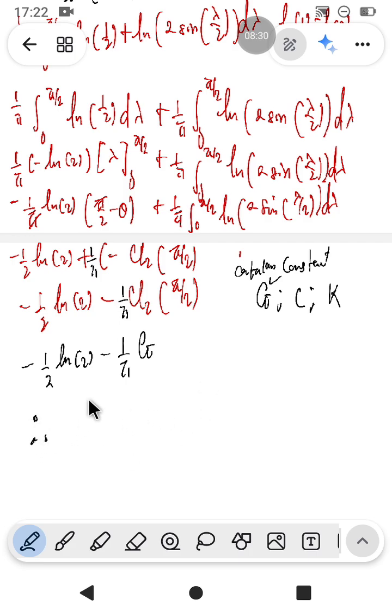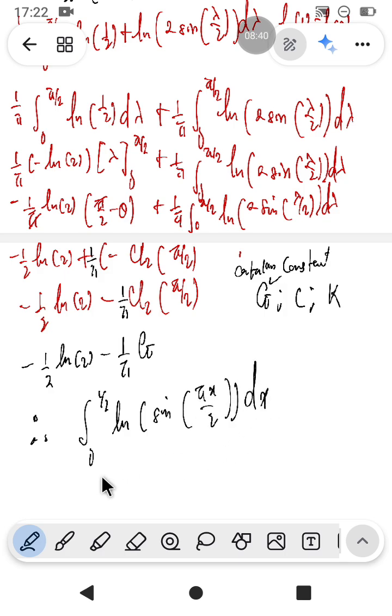So therefore, the integral from 0 to half of natural log of sine pi x over 2 dx will surely give us negative half natural log of 2, negative pi multiplied by the Catalan constant. So that is about that.